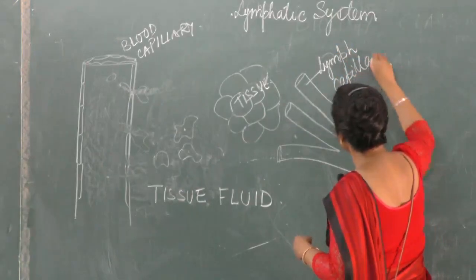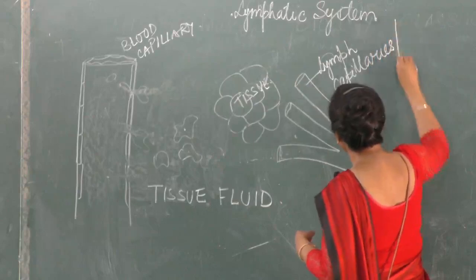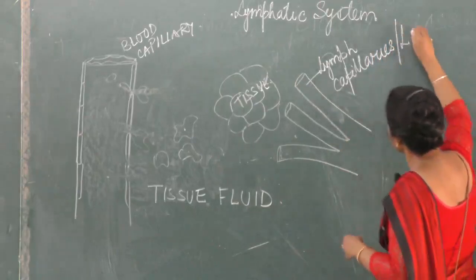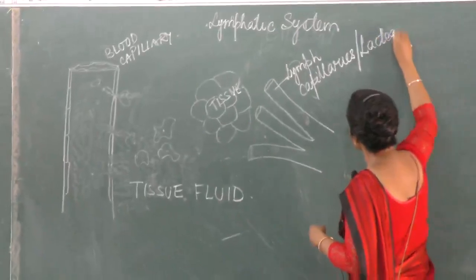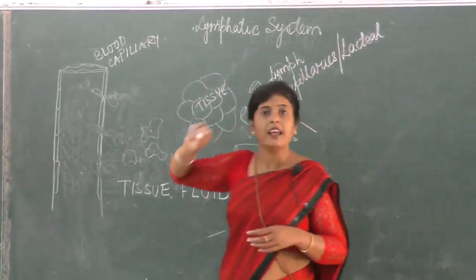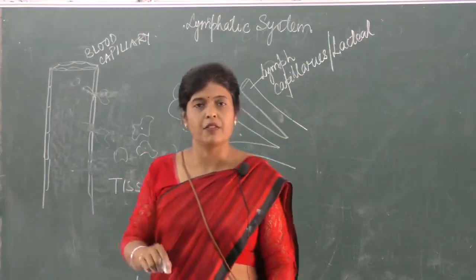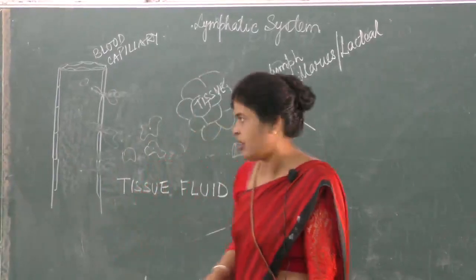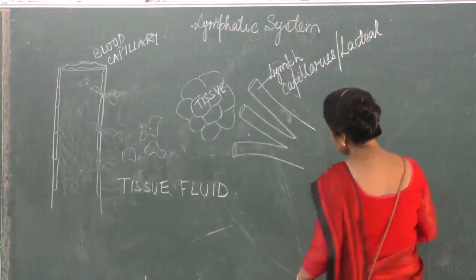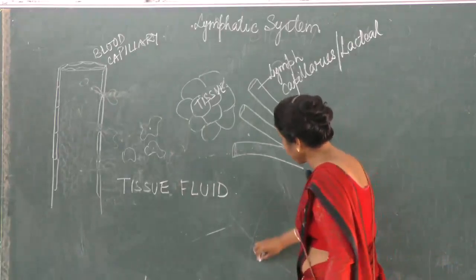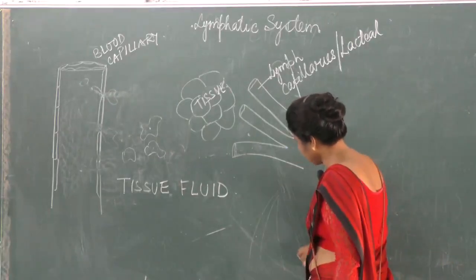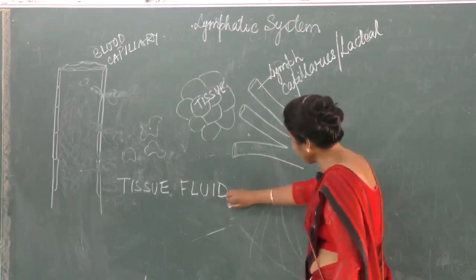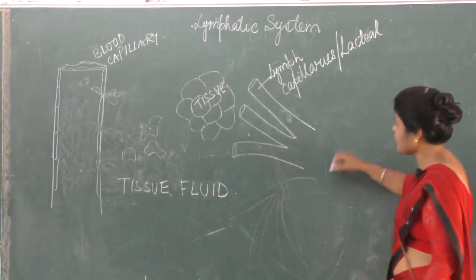And these are known as lymph capillaries. There is one more term for lymph capillaries. What is the term for lymph capillary? Lacteal. Where have we done it? We have done it in class 9 in the structure of villus. If you remember, there is a lacteal which absorbs fatty acids and glycerol. So here, several lymph capillaries are coming from tissues. Many lymph capillaries are coming from several tissues like this.